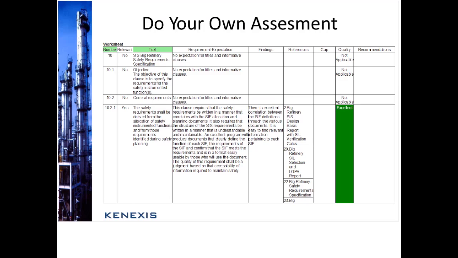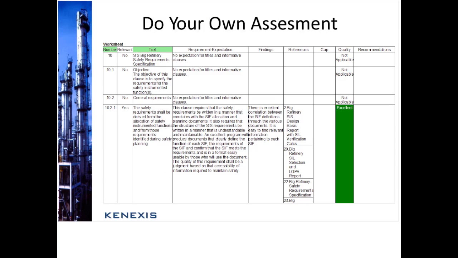You might have 5 documents, you might have 25 documents. You take it and you literally put it into Excel. You put your relevant numbers from your 61511 Part 1, Clause 10. And you list them all out, and then you put your text in. So here we're talking about big refinery, and I'll look all the way down 10.2.1. Relevant, it's very relevant. The safety requirements shall be derived from the allocation of safety instrumented functions, etc.